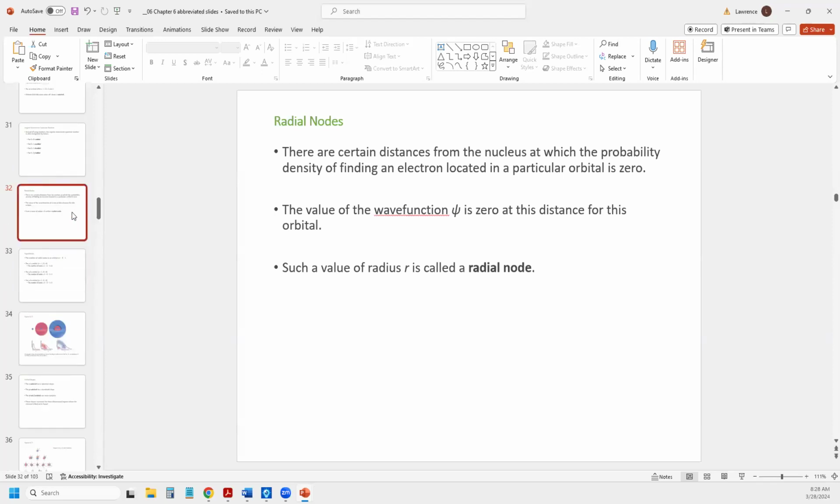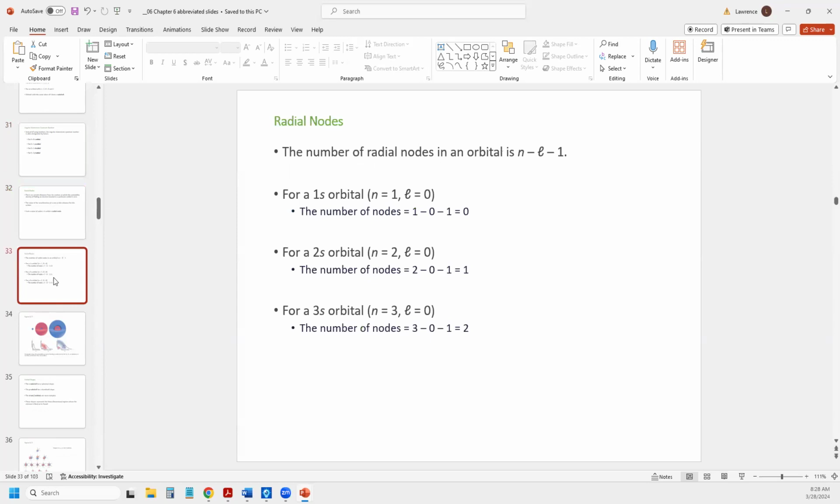They are defined by l. So the number of radial nodes is always going to be equal to n minus l minus 1. There we go. n minus l minus 1. What I think about is s orbitals. You can do it with that.